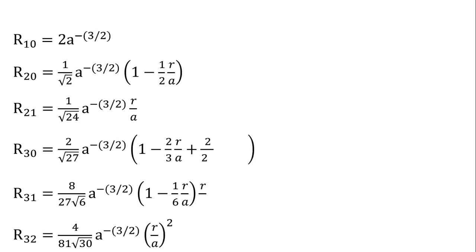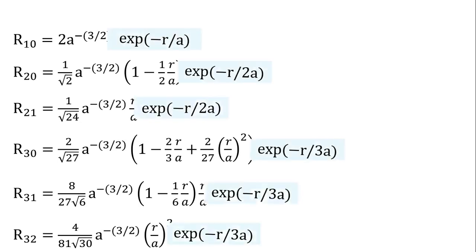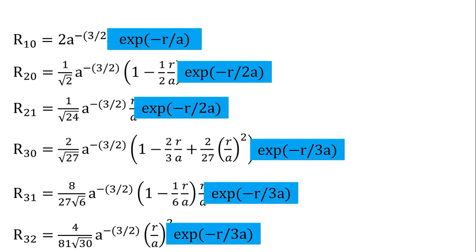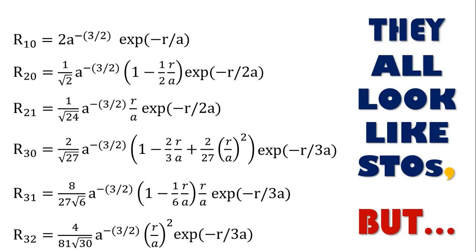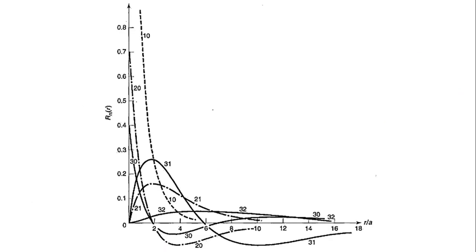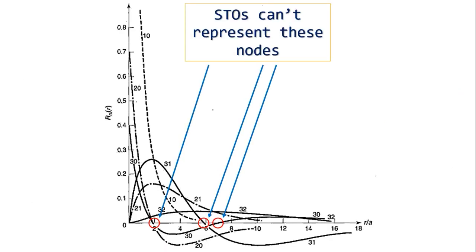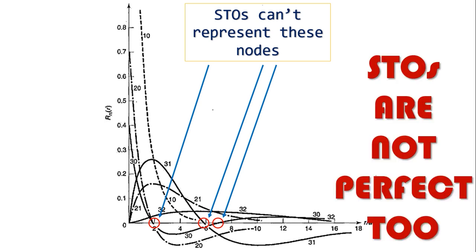Now take a look at these wave functions. It's right that all these have the form of exponential of minus alpha r, but there are other dependencies on r too. In fact, if you look at these plots of the orbitals, radial nodes can be seen in some orbitals, which cannot be reproduced by one Slater type orbital. Therefore, the message is that STOs are not perfect either.